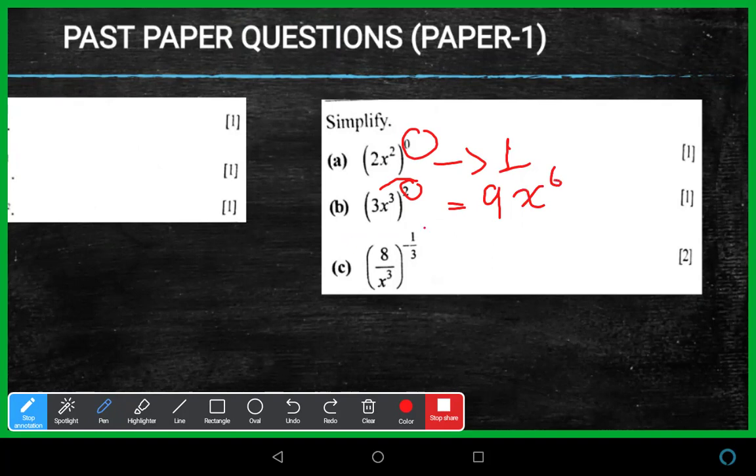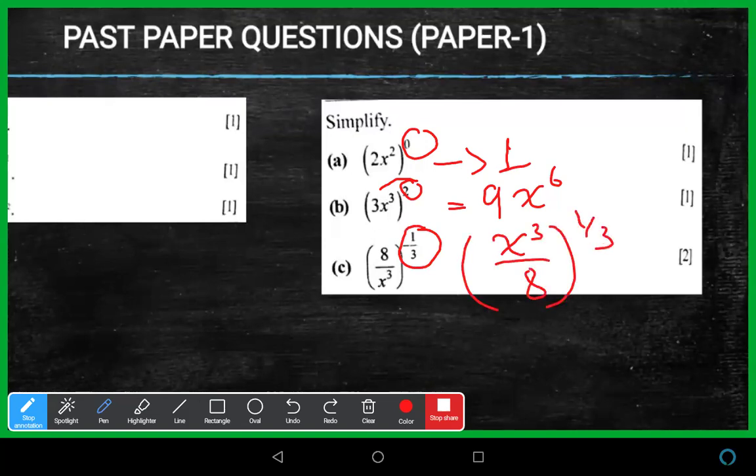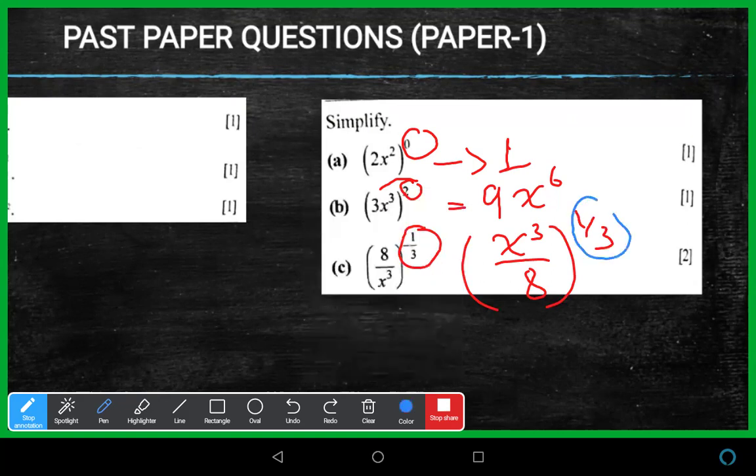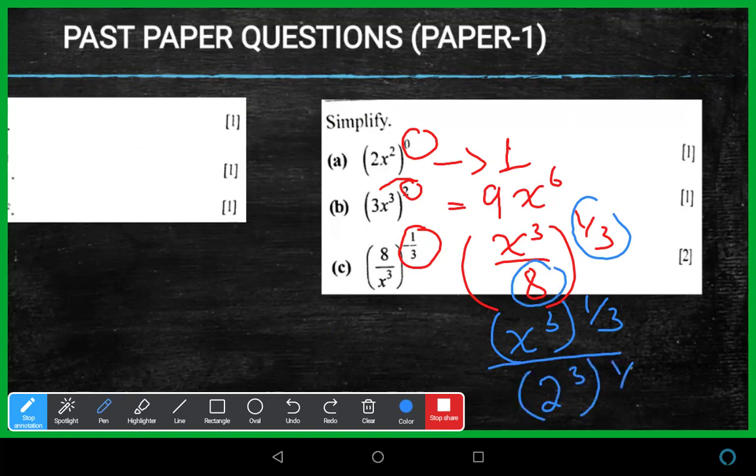Now, the power is negative, we have to make it positive. It will become x3 upon 8 whole power 1 upon 3. Now, the power is in fraction form, we have to cancel out. So we have to apply this power to the variable. It will become x3 1 upon 3. And I can write 8 like this, 2 raised to the power 3, because I know that 2 cube is equal to 8. Now, 3 will be cancelled out. It will become x upon 2, the final answer.